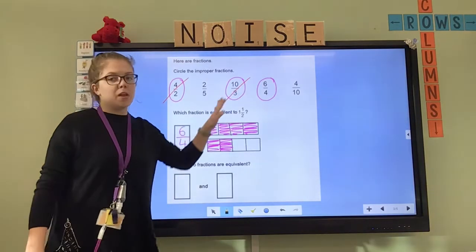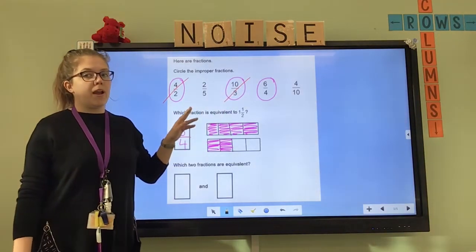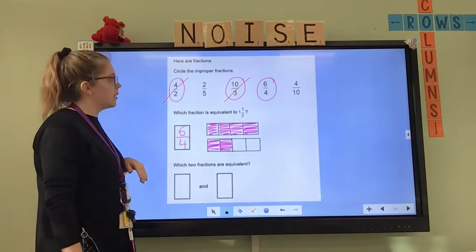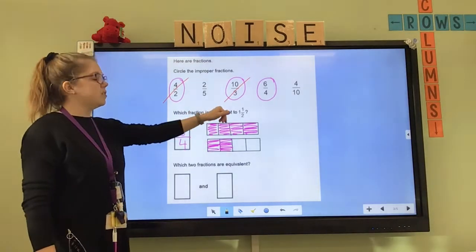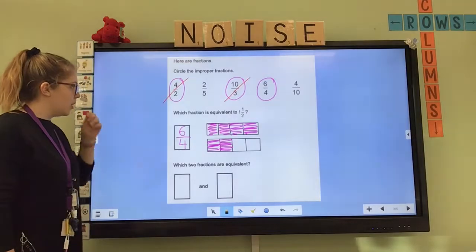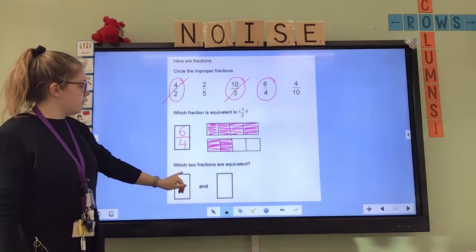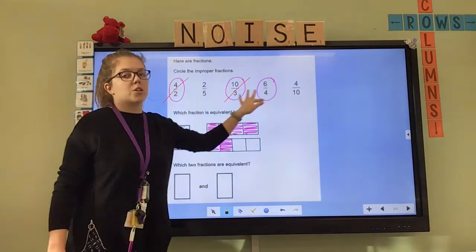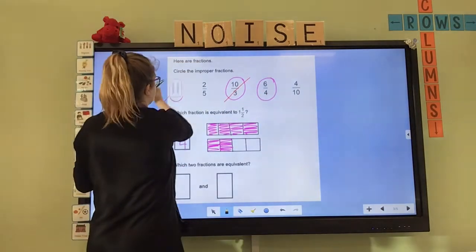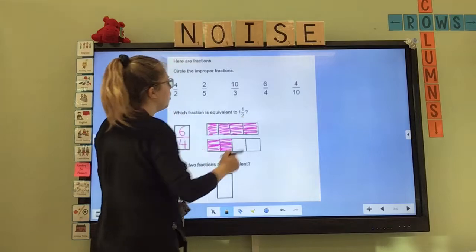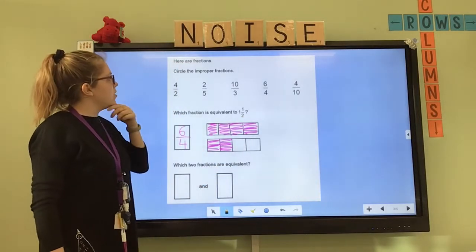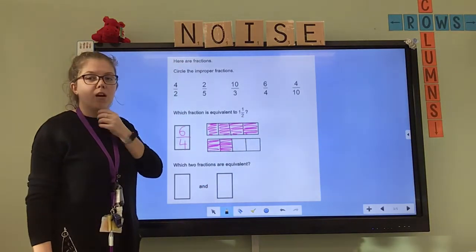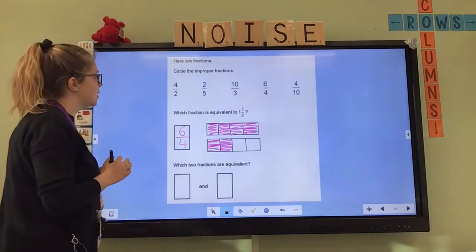I could have just put that in, but it's always good to check your working out, check they haven't put a red herring or a trick question in there somewhere. 6/4 though is equivalent to 1 1/2. And now it wants which 2 fractions are equivalent out of all the fractions remaining. So I'm going to rub these out so we're not confused. Now we're looking at all of the fractions, and can you spot 2 fractions that are equivalent, that mean the same?